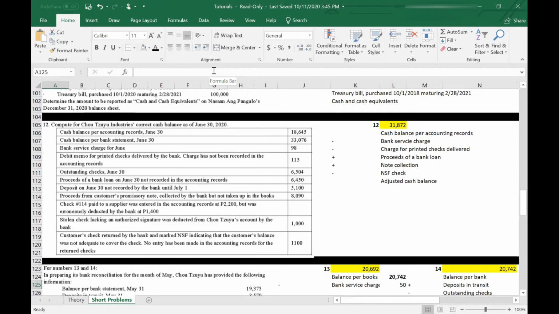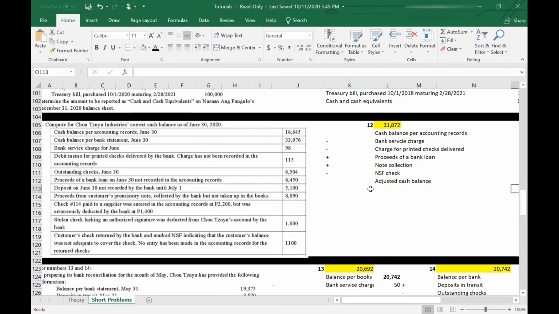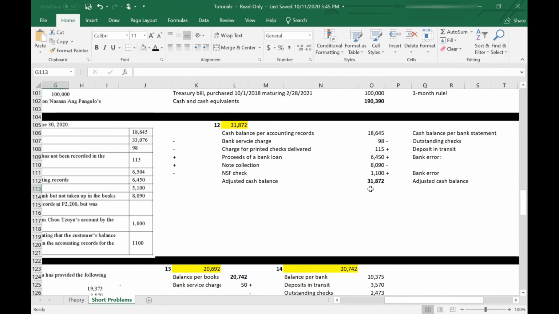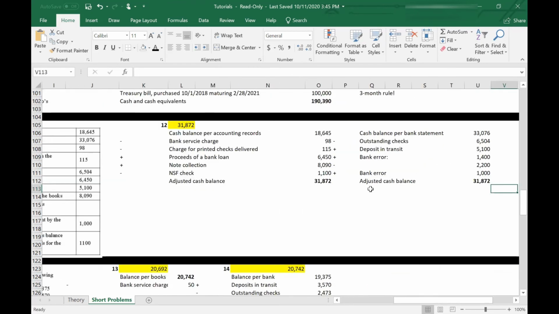Now, for this one, it's actually just a bank reconciliation. So, nilagay ko na siya dito, paano gawin yung bank reconciliation. It's asking for the adjusted cash balance. So, in any case, dapat nga as mentioned, di ba, yung adjusted cash balance mo per your book, per accounting record, should be equal to your adjusted cash balance per bank statement. So how do we compute for the cash balance for accounting records?